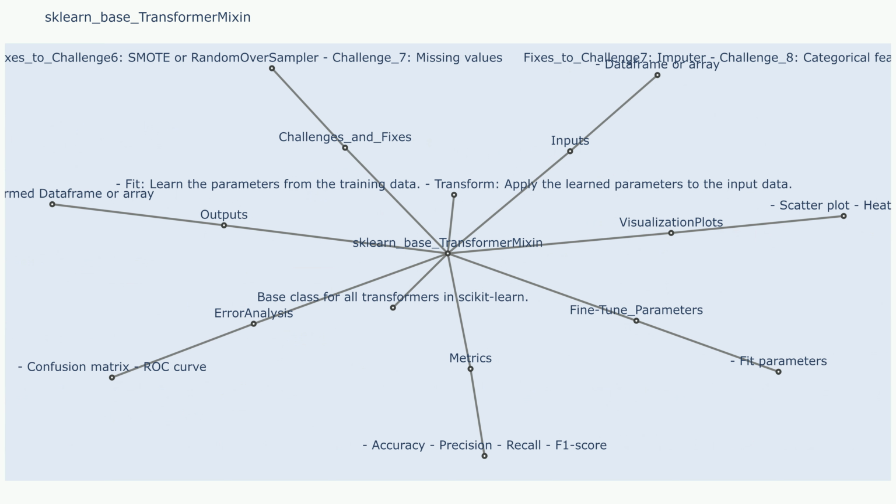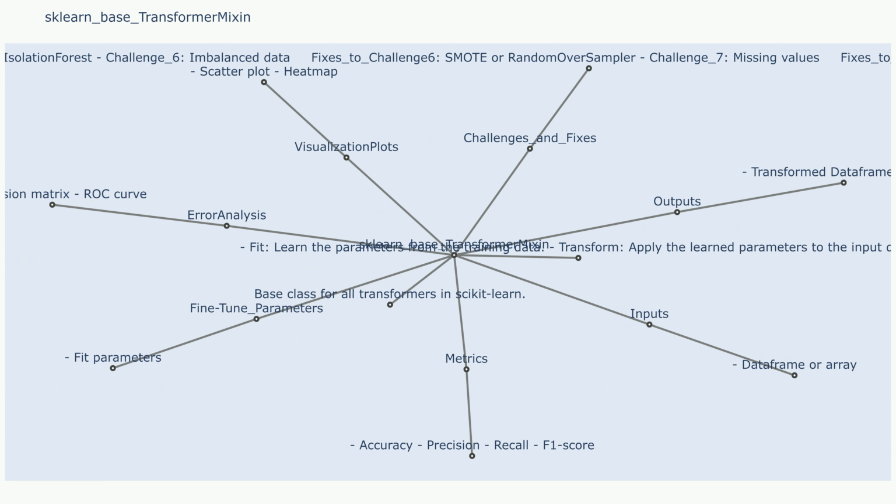Visualization plots. Scatter plot visualizes the relationship between two variables. Histogram shows the distribution of a single variable. Boxplot displays the distribution of data using quartiles and outliers.